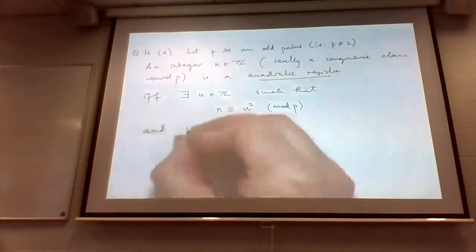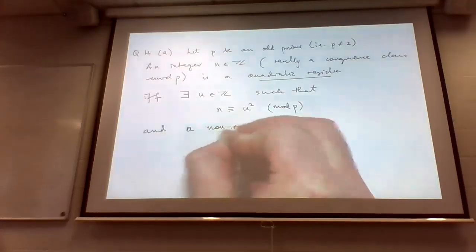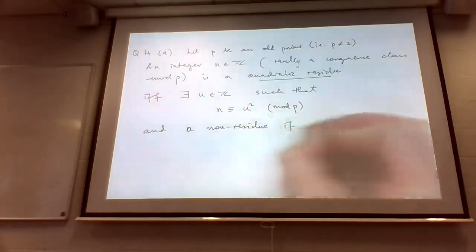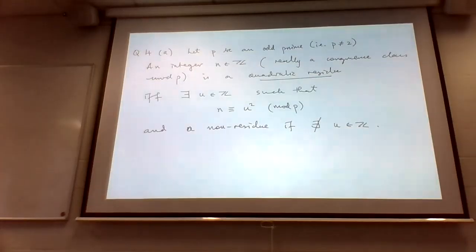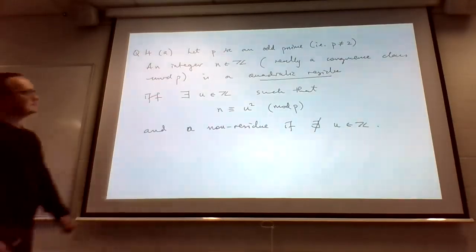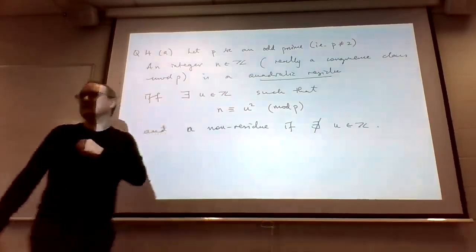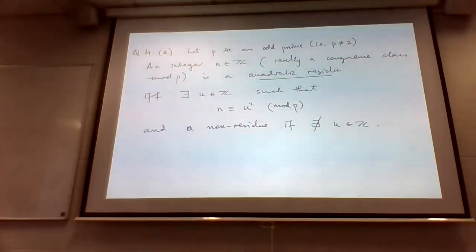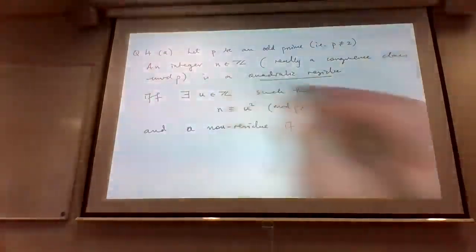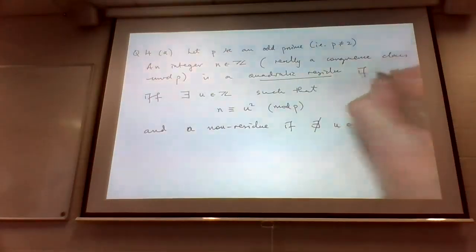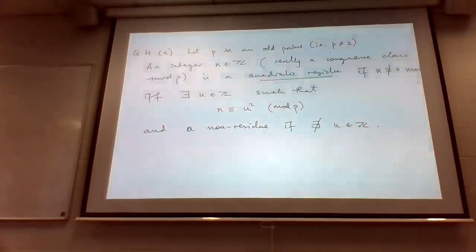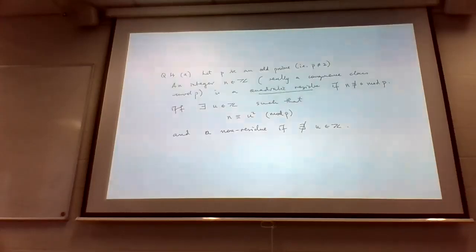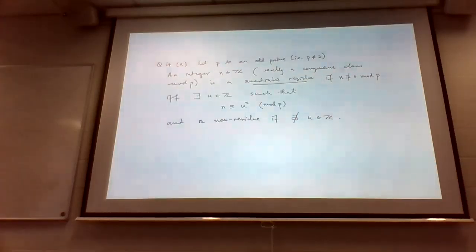And a non-residue if there does not exist such a U. Actually, now that I think about it, part of the definition was that we required that P did not divide n, that n was not congruent to 0 modulo P. It was non-zero modulo P, and it was a square. 0 is always the square of itself, but 0 isn't admitted into the multiplicative structure modulo P.